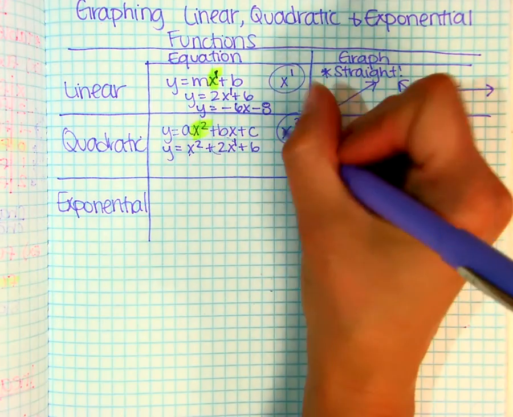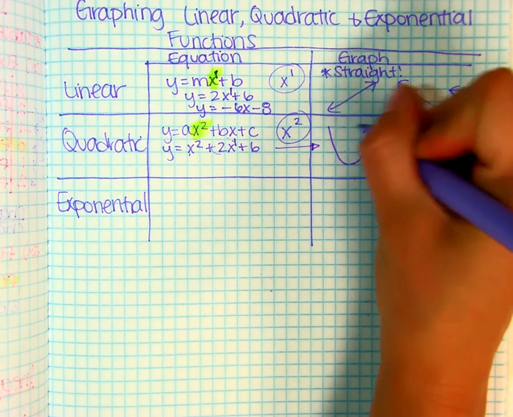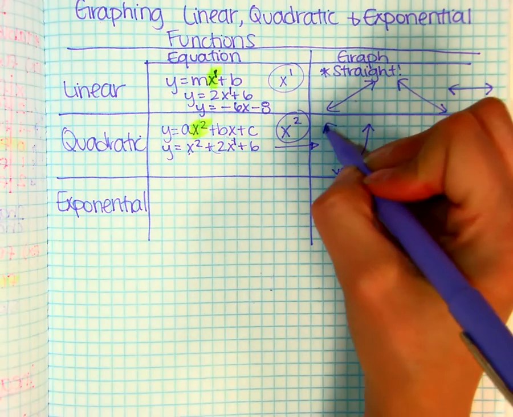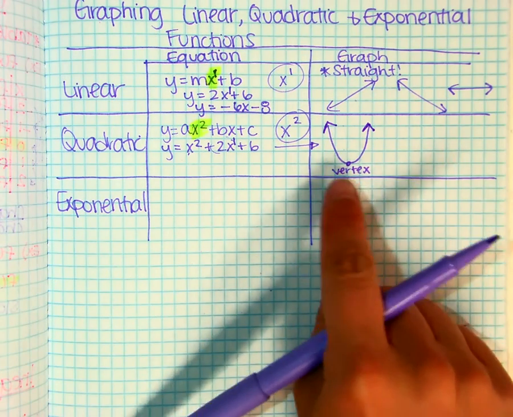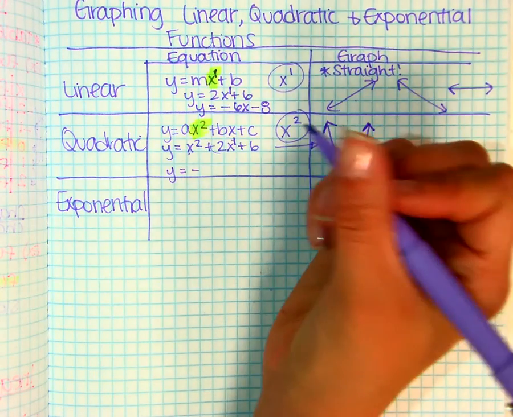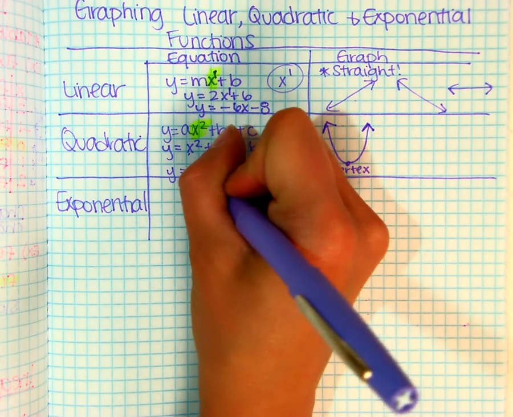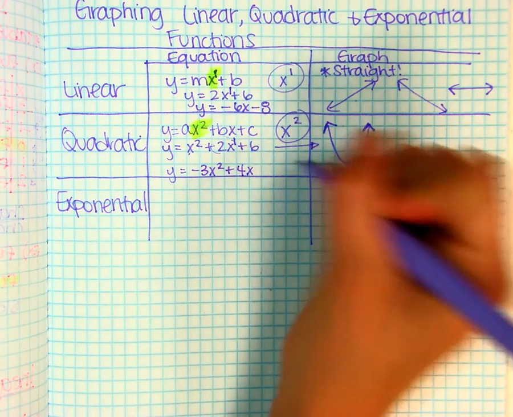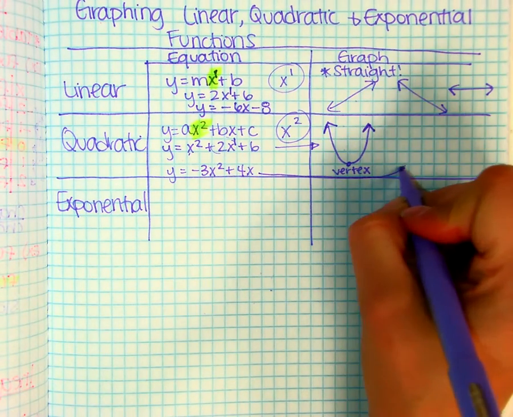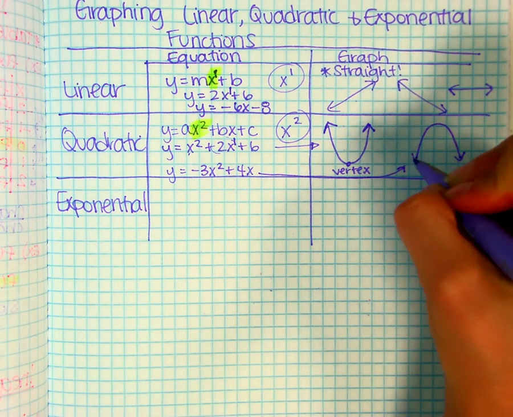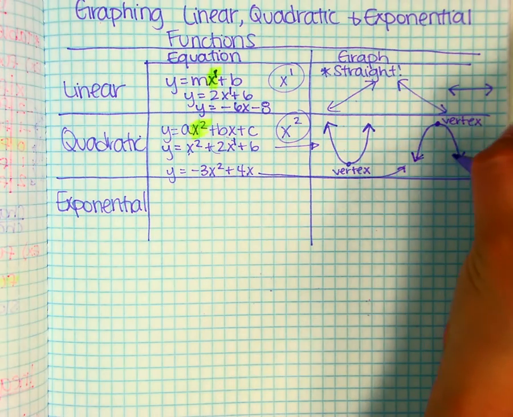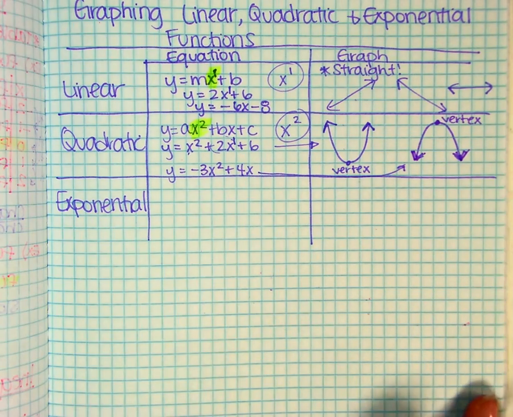So if it's positive, then my graph is curved, it has a vertex, and both ends are going the same direction. So what I mean by that is they're both going up. However, if my equation has a negative out front of that x squared, so maybe it's negative 3x squared plus 4x, let's say we don't have a constant, that's okay. If that negative is out front, then instead of it going up, it's going to go down. It still has a vertex, and its end behavior is still going the same direction. They're both going down.